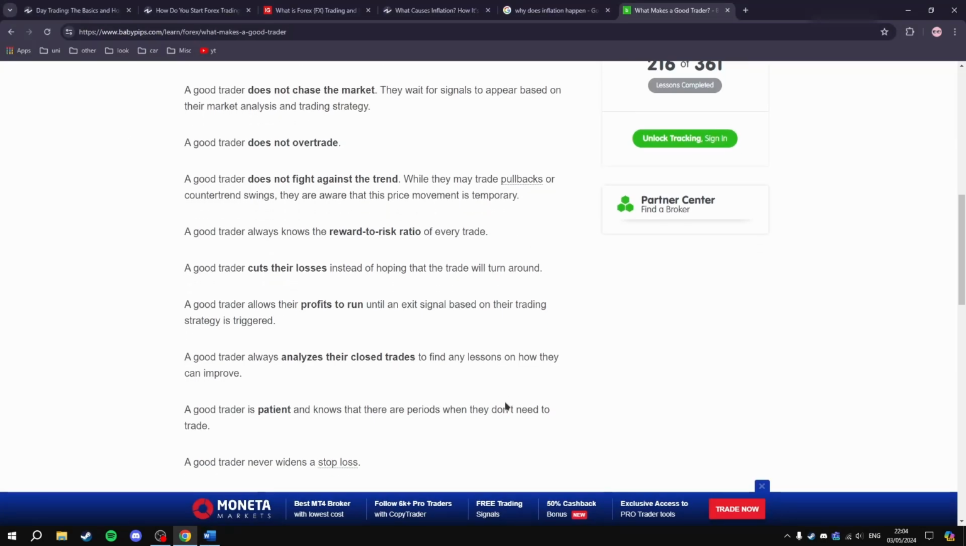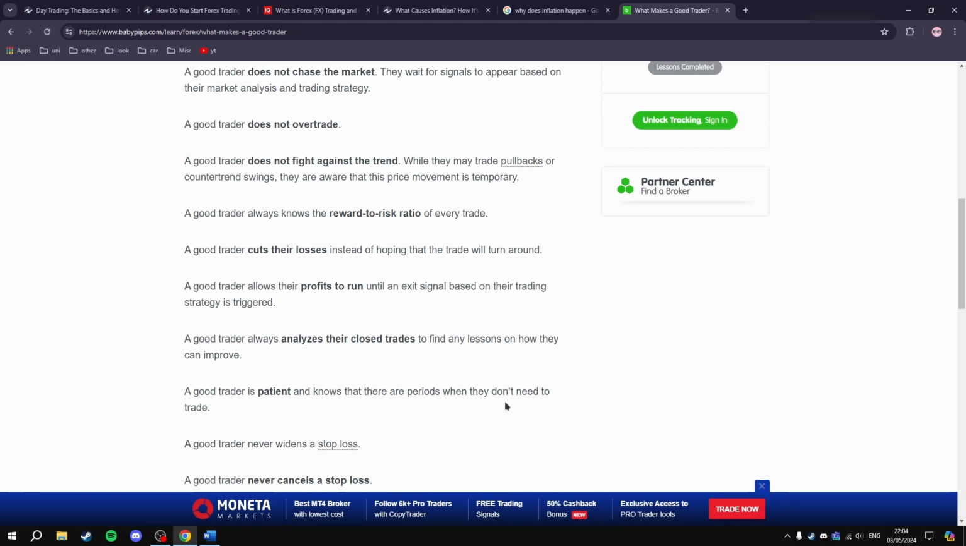Good traders do not chase the market. They wait for signals to appear based on their market analysis and trading strategy. So I think this means don't force trading opportunities to appear.